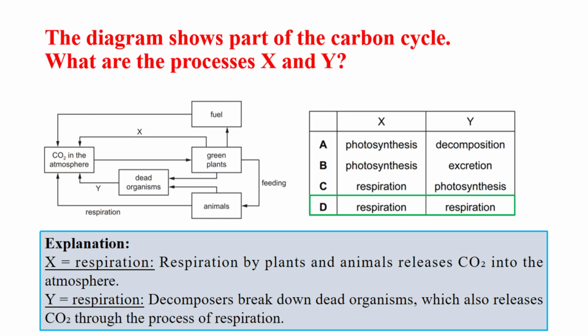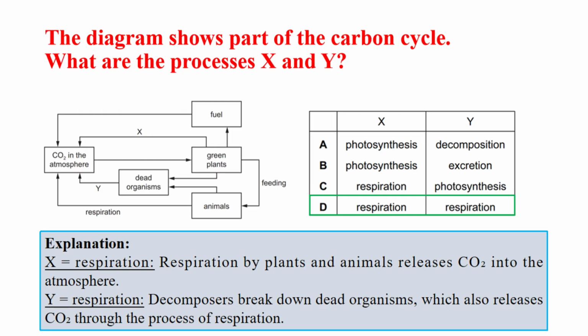Option A, X is photosynthesis, and Y is decomposition. Option B, X is photosynthesis, and Y is excretion. Option C, X is respiration, and Y is photosynthesis. Option D, X is respiration, and Y is respiration. The correct answer is Option D, X is respiration, and Y is respiration. Let's break it down and explain why.